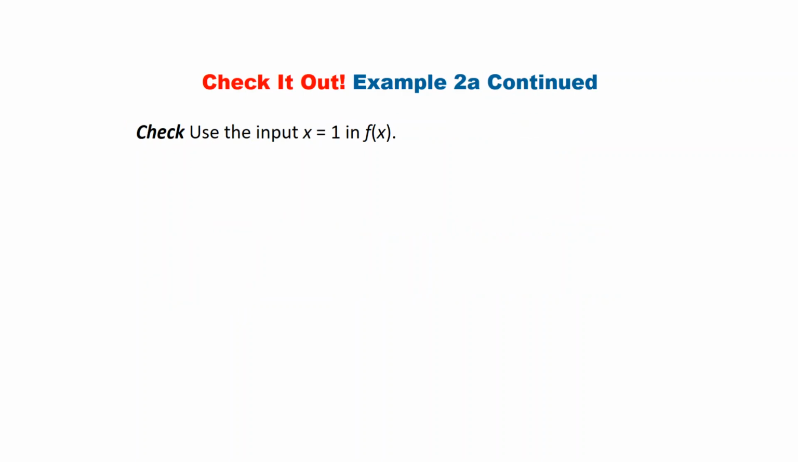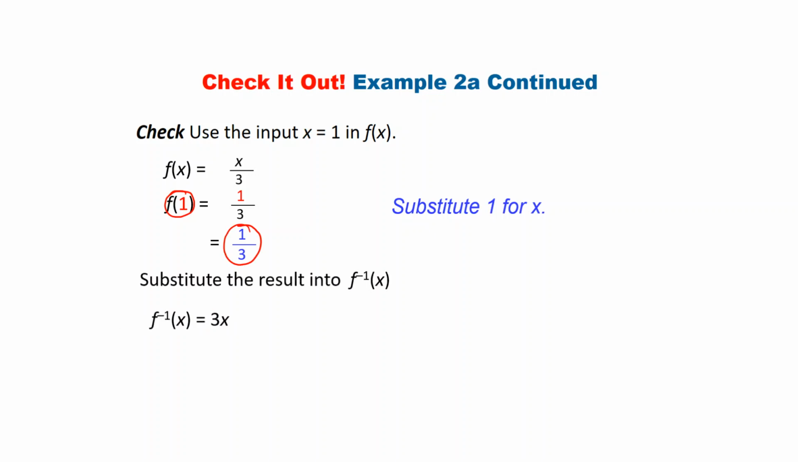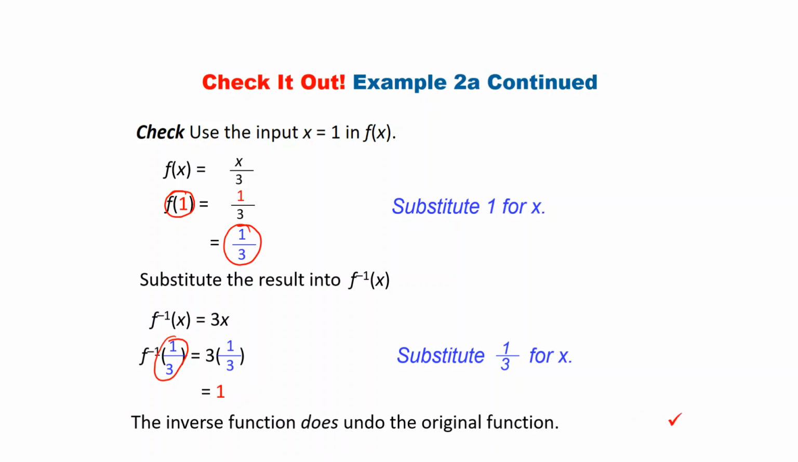And you can check that again. We're going to use the input of 1 in there. So we can say if f of x equals x over 3, when we input 1 in, 1 over 3 is 1/3. So f of 1 is 1/3. So notice this is my input and this is my output. So now for my inverse, I'm going to take my output, which is 1/3, use that now for my input, and when I work it out, 3 times 1/3 is 1, and that is true. So that tells us the inverse function does undo the original function.